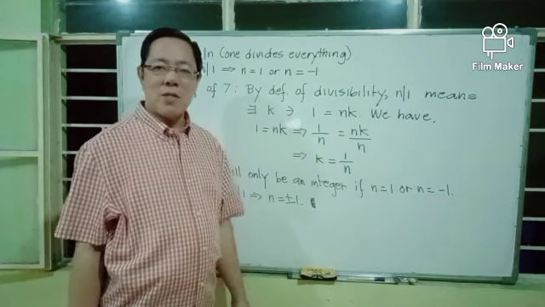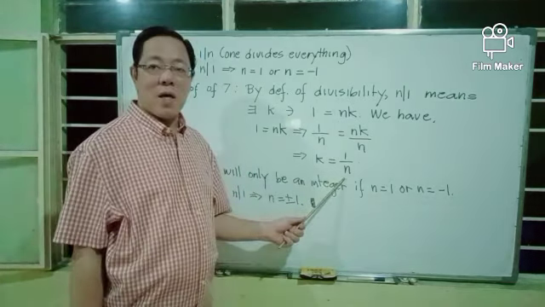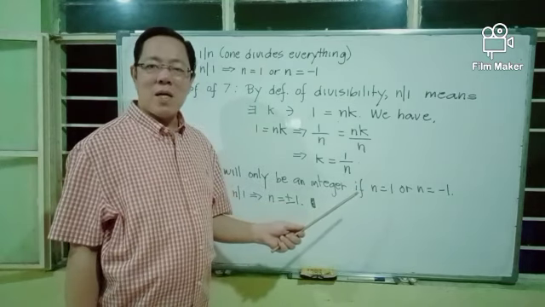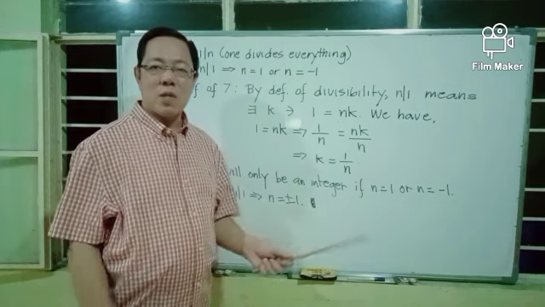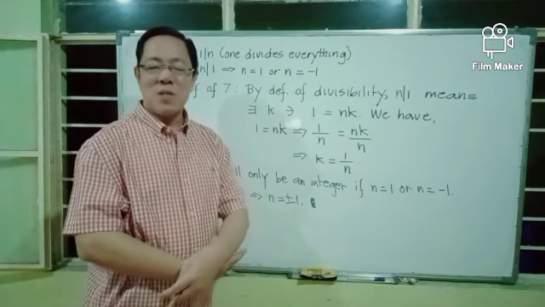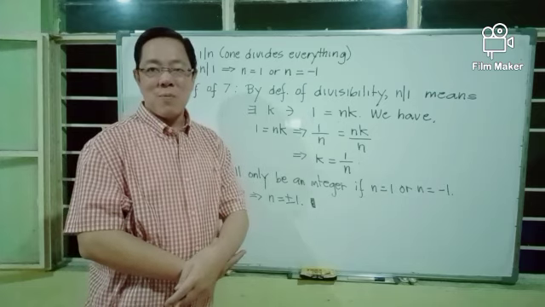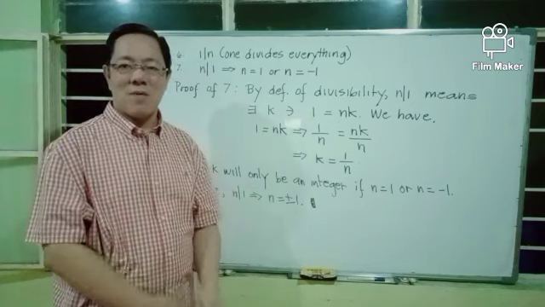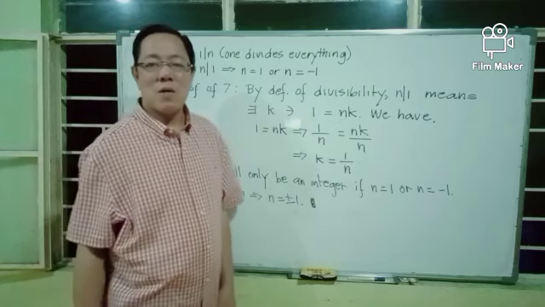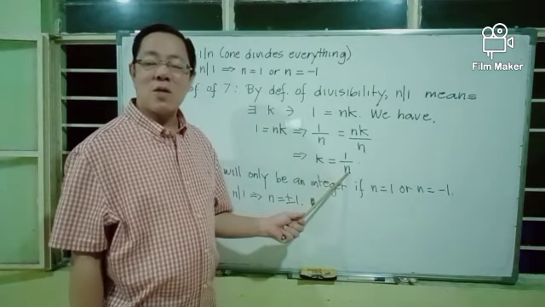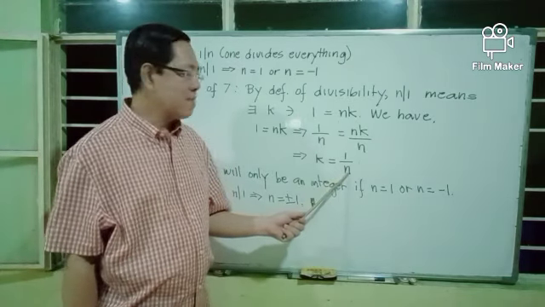K must be an integer. Now we consider values of n that will make 1 over n an integer. If n is equal to 0, we cannot do that because we cannot divide by 0. Although later on we will show that the only number that divides 0 is 0. That is, 0 divides itself. But 0 over 0 is indeterminate form. But here n cannot be 0 because 1 over 0 is undefined.